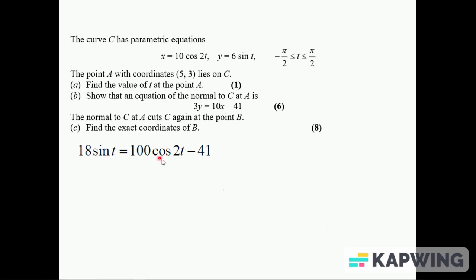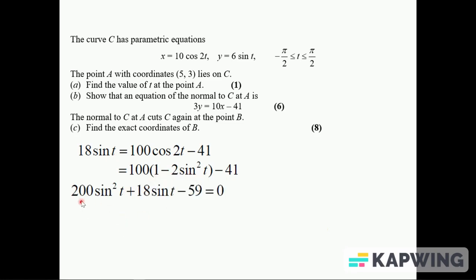Now I'm going to solve this. I need to use a double angle formula with cos, because I can change this to put it in terms of sine t. Cos 2t is the same as 1 minus 2 sine squared. I've now got a quadratic in sine t, so I'll multiply this out, get it all on one side. I have 200 sine squared t, 18 sine t minus 59 equals 0.